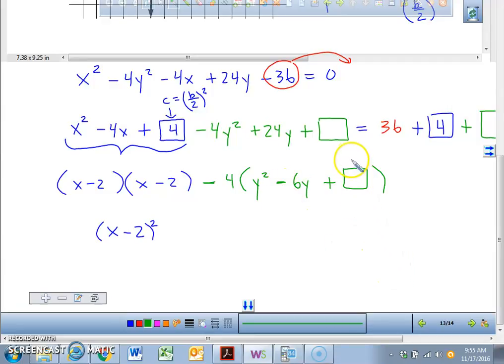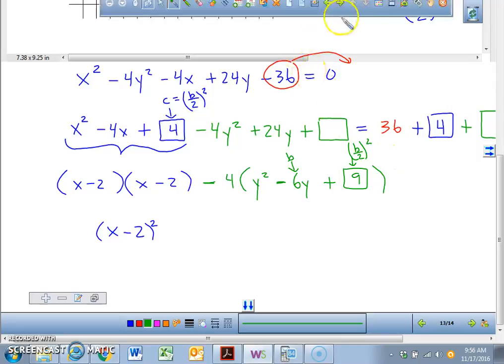Now, at this point, it's easy once again. I just got to take what? The b value divided by 2 and square. There's your b value. What's half of negative 6? Negative 3. Okay, what's negative 3 times negative 3? Sorry, that is 9. Good.